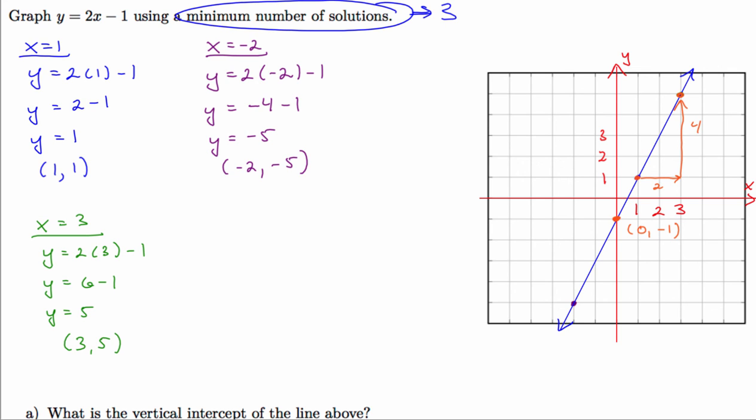If I write that as a slope, we want to remember the slope is the rise over the run, so it is up 4 over 2, and if we simplify that, we have the slope of 4 divided by 2 is 2.